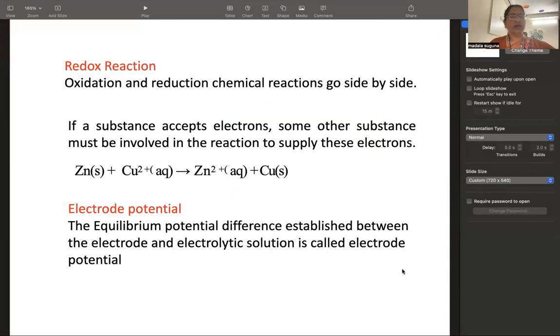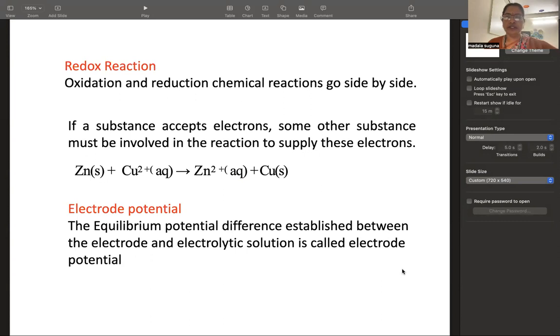What is meant by redox reaction? Redox reaction is a combination of oxidation and reduction chemical reactions. Both the chemical reactions take place side by side. Oxidation means losing of electrons. Reduction means gaining of electrons. If one substance accepts electrons, some other substance must be involved in the reaction to supply these electrons.